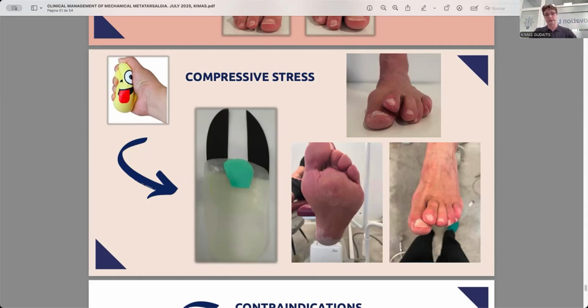One last key point is the correct placement of the retrocapital pad, because many patients complain that the insole feels uncomfortable. This usually happens because the pad is placed too forward. When they wear the insoles inside the shoe and the foot slides forward, the pad ends up under the metatarsal head, increasing discomfort. That's why we must always check that the pad is truly retrocapital once the insole is in the shoe and not under the heads.